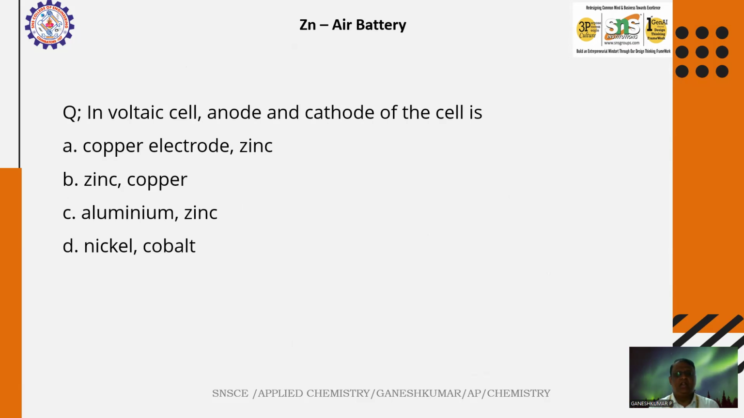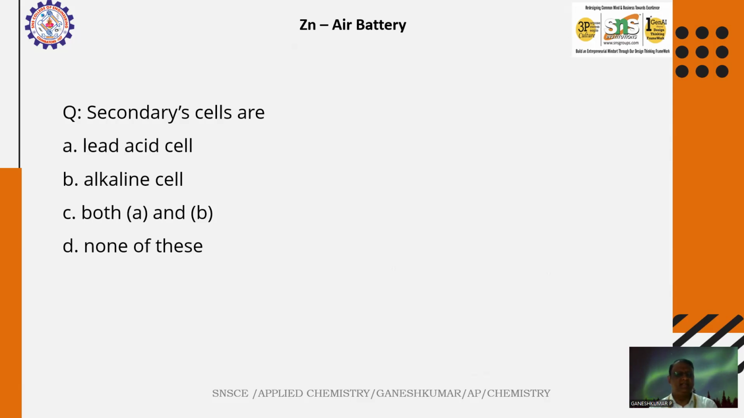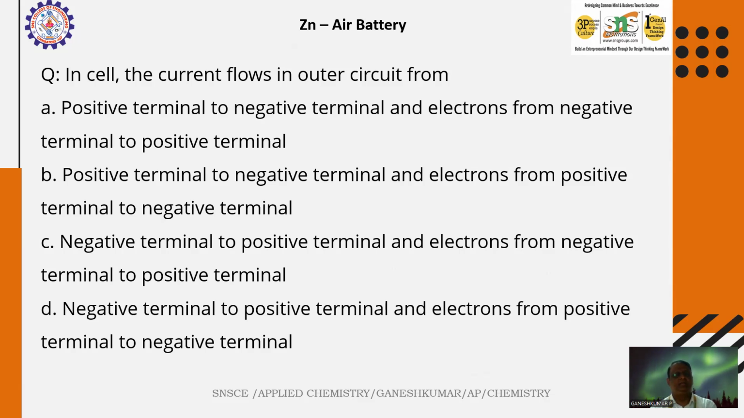In a voltaic cell, the anode is always found to be zinc and the cathode is found to be copper. The EMF of a dry cell is found to be 1.5 volts. Secondary cells: which are the facts about secondary cells? The lead-acid battery is a secondary cell, it can be recharged. An alkaline battery cannot be recharged. And A alone is correct because that is the only secondary battery there. In a cell, the current flows in the outer circuit from the negative terminal to the positive terminal.